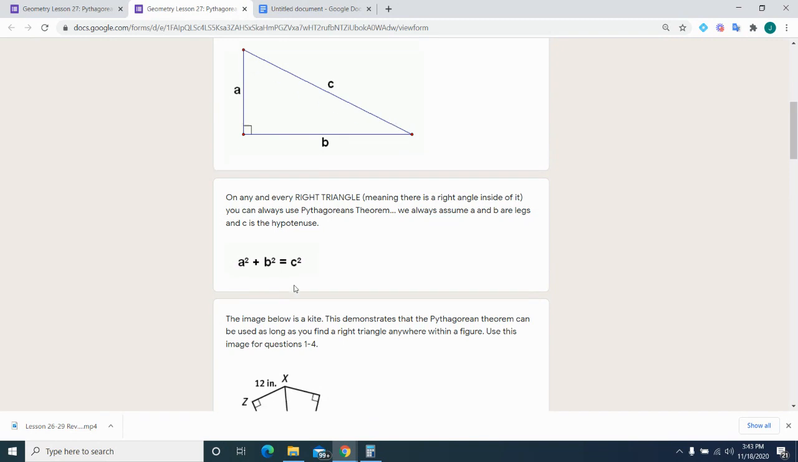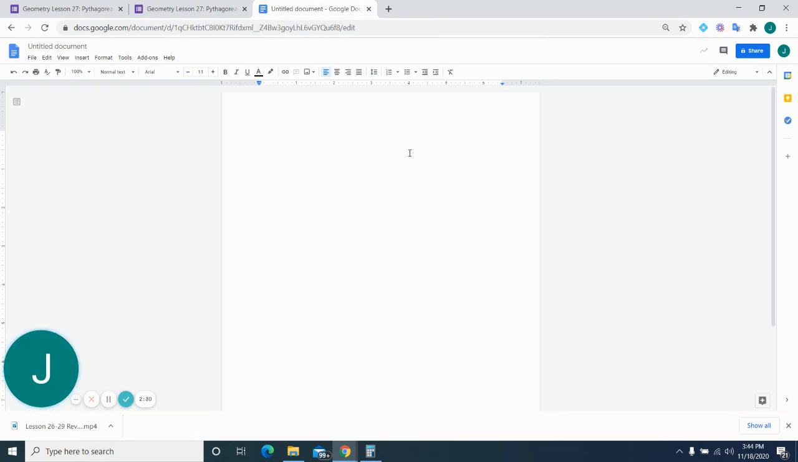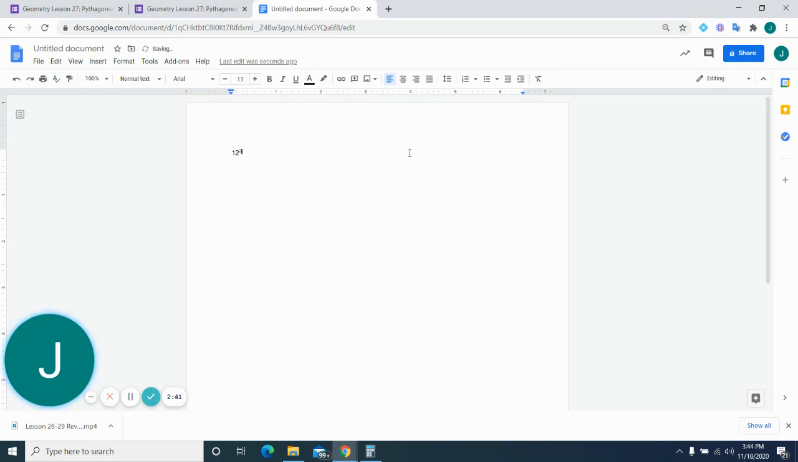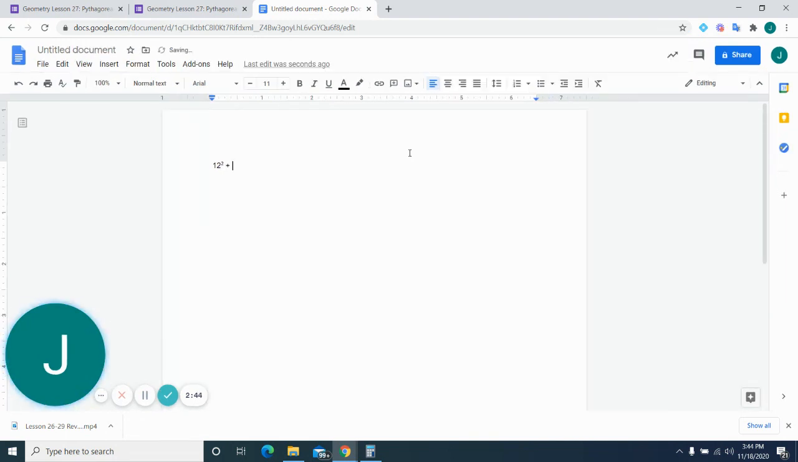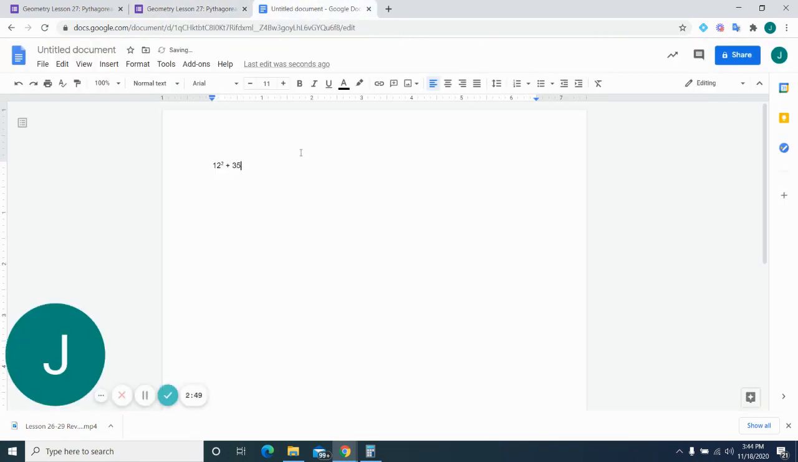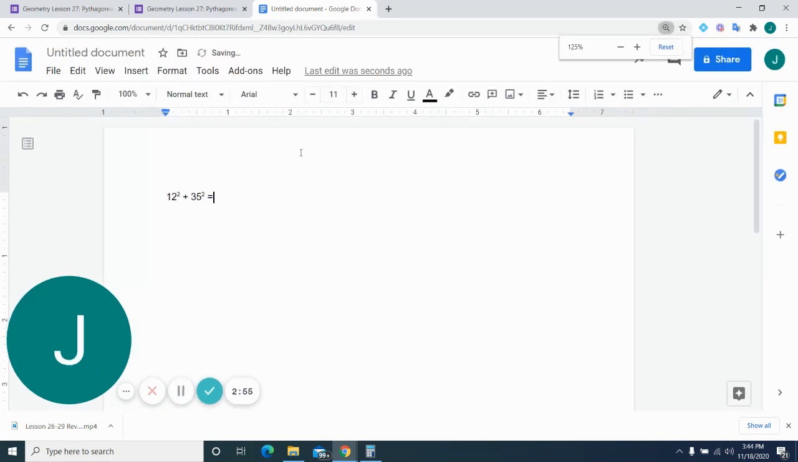Remember, a squared plus b squared equals c squared. So 12 squared plus 35 squared has to equal c squared. So the way you'll do this, it'll basically be 12 squared plus 35 squared equals c squared.